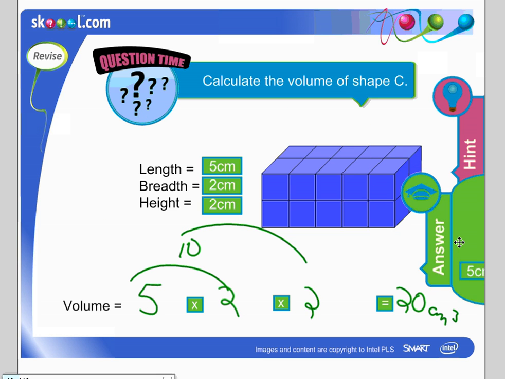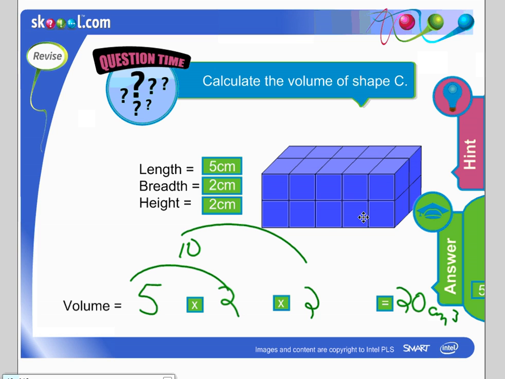So volume is pretty basic. It's the area of the bottom times the height, because you're adding height to it.